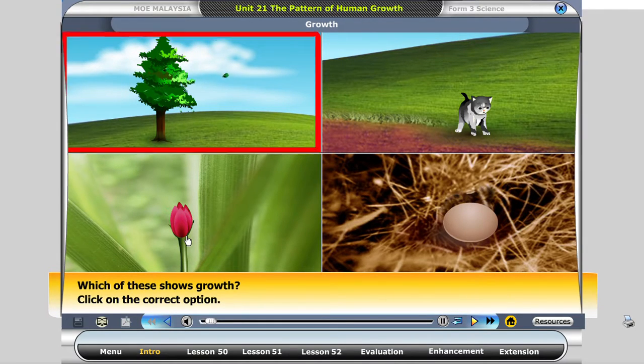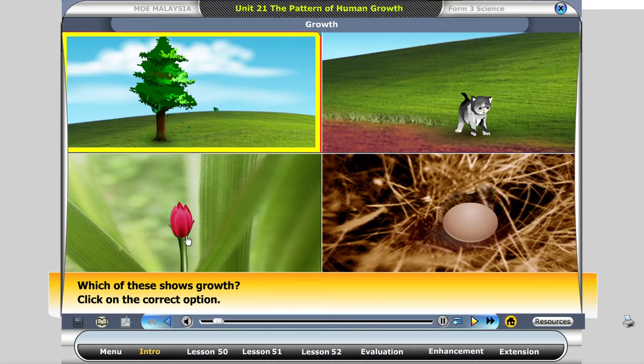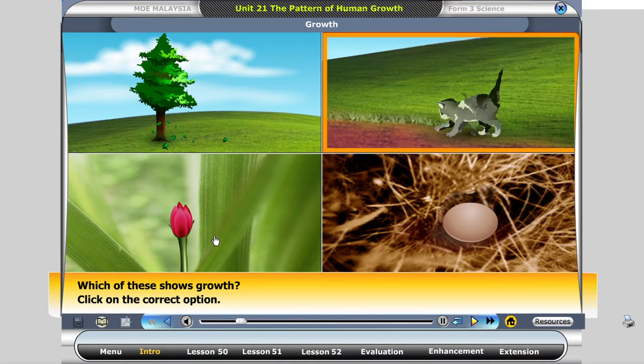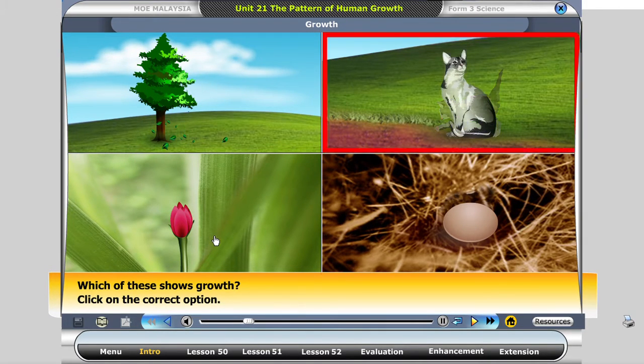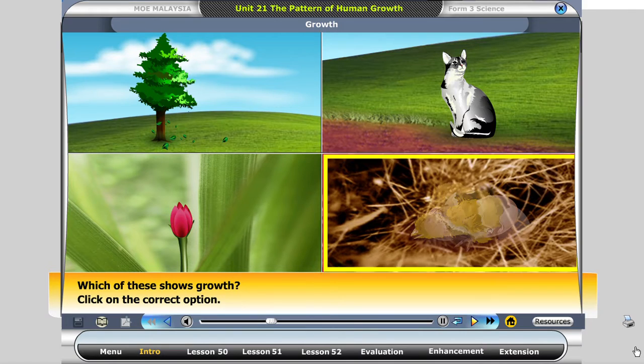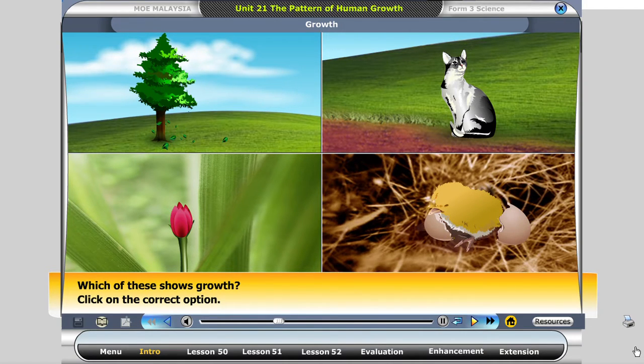Look, a tree is shedding its leaves. A small kitten becomes a cat. A chick comes out of its shell. A rosebud opens into a beautiful flower. Which of these shows growth?